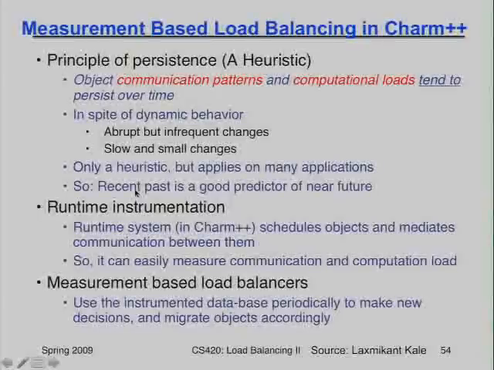There may be an abrupt change. In that case, it has to start over again. If you hit a different phase of your computation, it'll have to do something expensive, but most of the time it'll be slow and small changes. And so it assumes basically the recent past is a good predictor of the future.